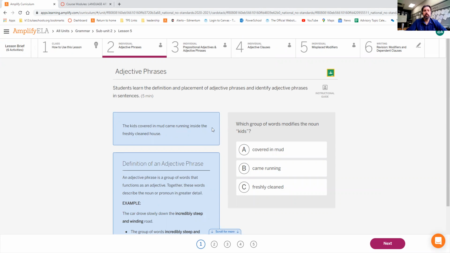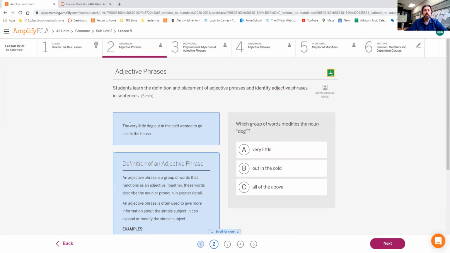The kids covered in mud came running inside the freshly cleaned house. Which group of words modifies the noun kids? Basically what they're asking here is, which kids are we talking about? Well, it's the kids that are covered in mud, right? And again, that provides specificity because it wouldn't matter if they weren't covered in mud. The happy, clean kids came running inside the clean house. Right? No big deal. The kids covered in mud, that's a problem. A is the correct answer there.